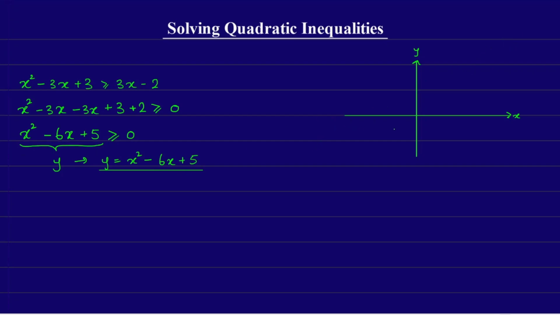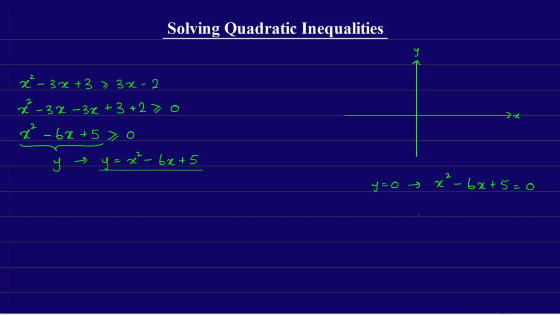So, next step is to find the points at which this curve cuts the x-axis, which means the points of x that make y equal to 0. So, for that, we are simply going to solve for x when y is equal to 0. So, we write down y equals 0, and that gives us x squared minus 6x plus 5 equals 0.